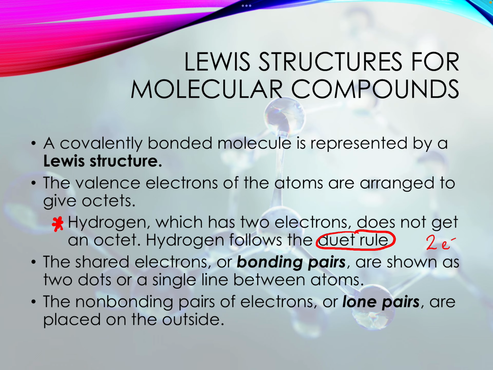So when we share electrons, we can call them bonding pairs, or you can just call them shared electrons. But they're represented as 2 dots while you're getting used to it, like we saw on the previous slide. But typically we represent a bond as a single line between the atoms. And you'll see me do that as we move forward. And then the non-bonding pairs outside of the bonds, the lone pairs, are placed on the outside. We don't draw lines for those. We only draw lines for bonding pairs. Lone pairs are just shown as 2 dots.